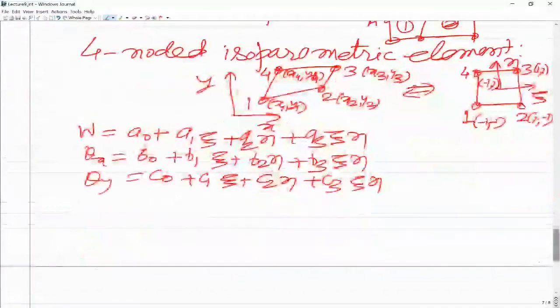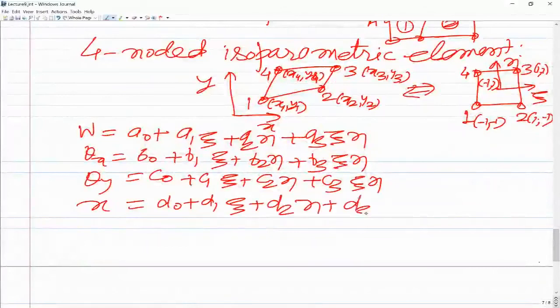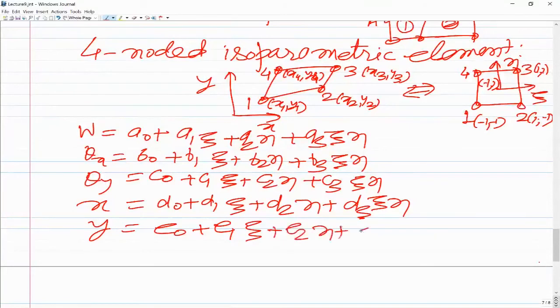And we also need the relationship between x and y. So you also interpolate x and y. X would be, say, d0 plus d1 xi plus d2 eta plus d3 xi eta, and y will be e0 plus e1 xi plus e2 eta plus e3 xi eta. So you write all these constants, a0, a1, a2, a3, in terms of the values of w at nodes 1, 2, and 3, and you get the shape functions.